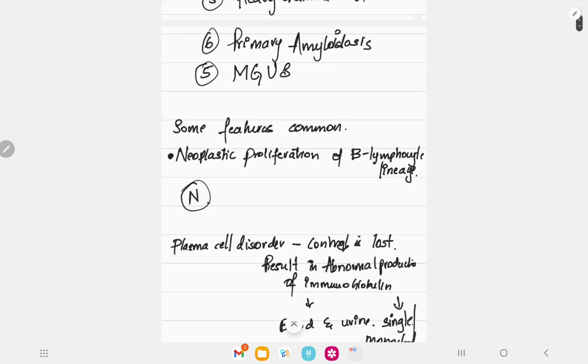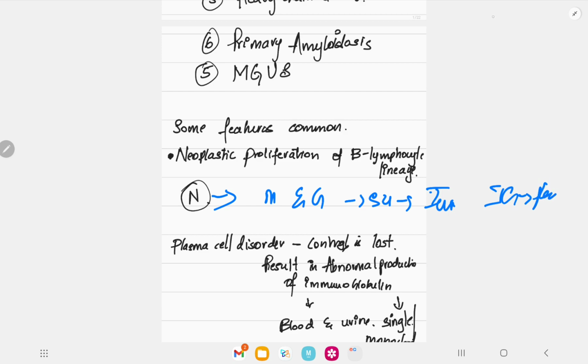So some of the features of plasma cell disorder. As I said, this is a neoplastic proliferation of B cell lineages. For this you have to know the normal B cell lymphoma. Normal B cell lymphoma contains both M and G heavy chain. When these B cells are stimulated, they are exposed to the surface antigen. So what is the surface antigen? These are immunoglobulin specific surface antigens. They mature and form an IgG producing plasma cell. So these are the normal ones.